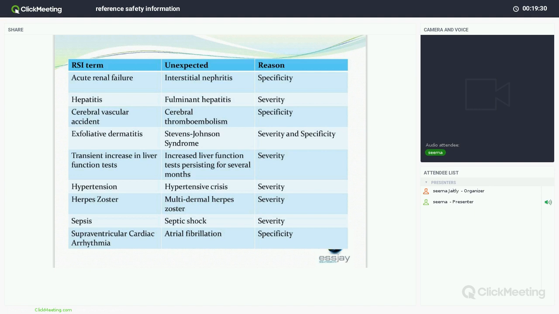You can see for hepatitis and fulminant hepatitis from a severity perspective, that wouldn't be considered expected. So if you did make an expectedness decision and said that was expected, that would be incorrect.